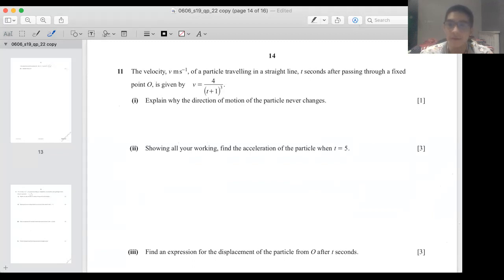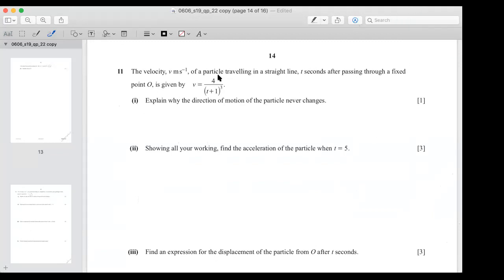So first of all, the velocity v meters per second of a particle traveling in a straight line t seconds after passing through a fixed point O is given by v equals 4 over open bracket t plus 1 close bracket to the power of 3. The first sub question asks you to explain why the direction of the motion of the particle never changes.